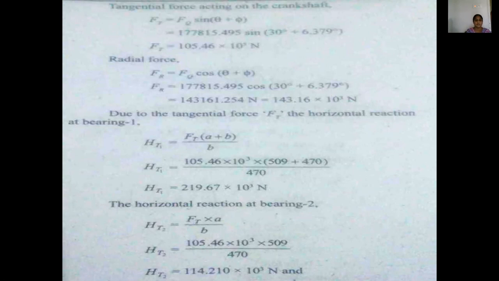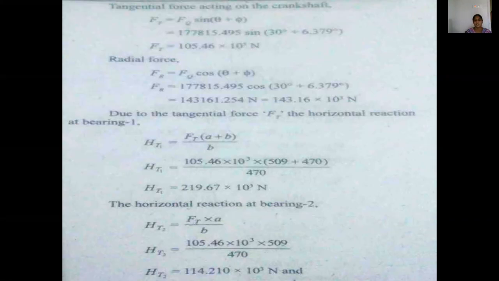Next, after the tangential force, you will find out the radial force. Radial force is nothing but Fr is equal to Fq cos theta plus phi. Substitute all the values, you will get the Fr value. Fr is equal to 143.16 into 10 cube Newton.